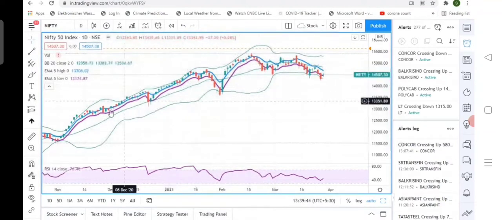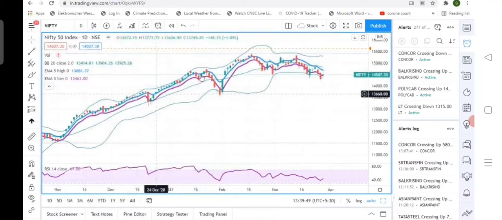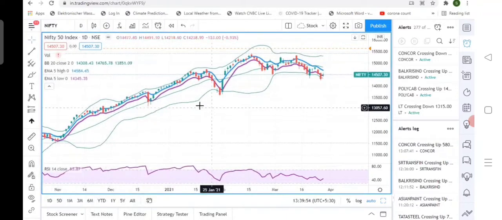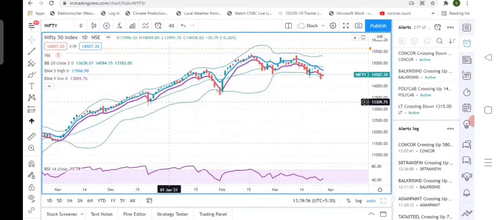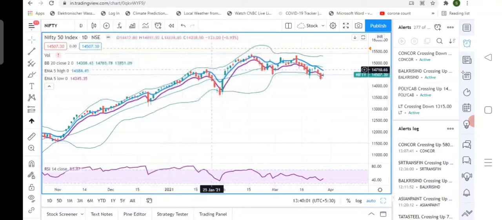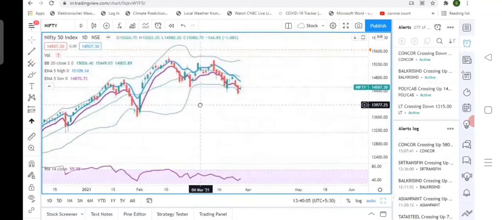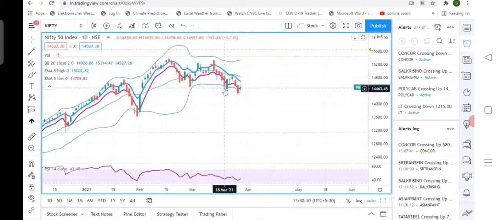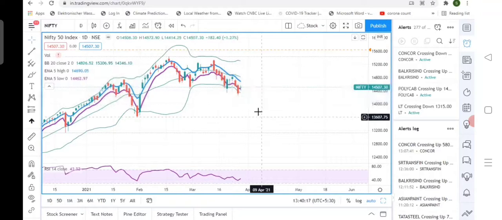This phase is when prices are making higher highs and higher lows. This part is very important. This low is higher than this low. This low is higher than this low. So higher highs and higher lows is a sequence that is representative of an uptrend. Lower high and lower low. This high is lower than this high. This low is lower than this low. So lower highs and lower lows is a representation of a downtrend.